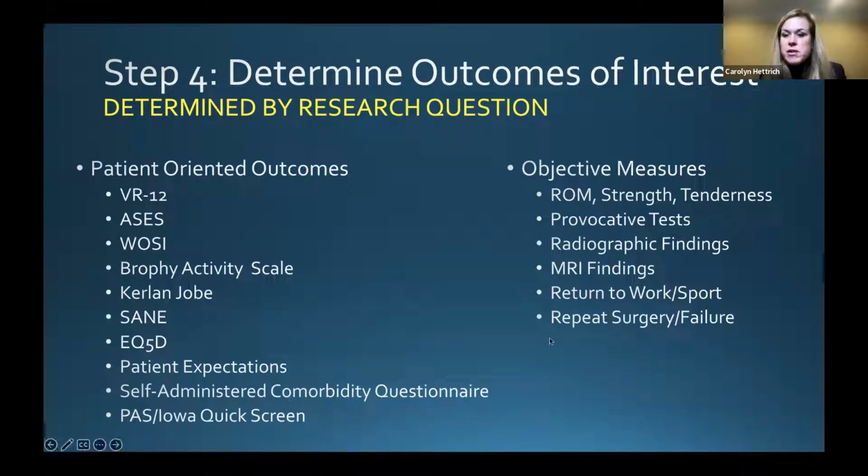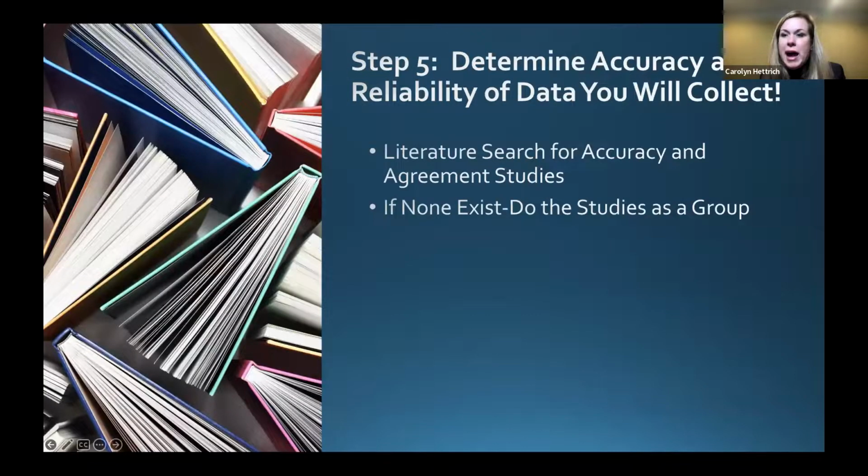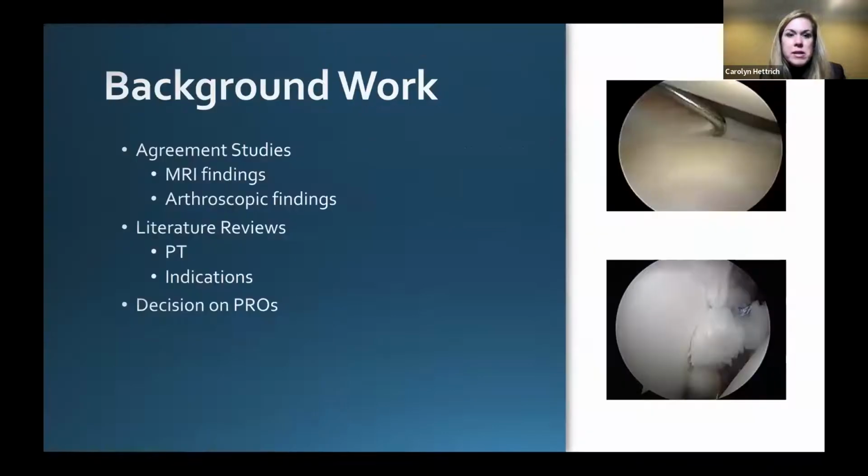And then you have your objective measures and how you're going to collect these, and how you're going to collect your MRIs and whatnot. You want to determine the accuracy and reliability of the data that you're going to collect. You have to do a lot of literature searches for this, and if it isn't out there, you have to do some studies beforehand. And this is what takes a lot of the time.